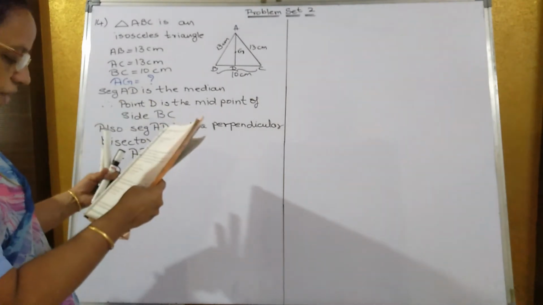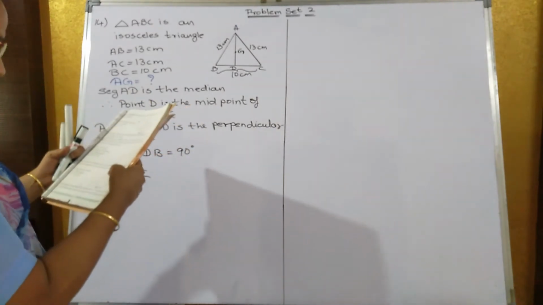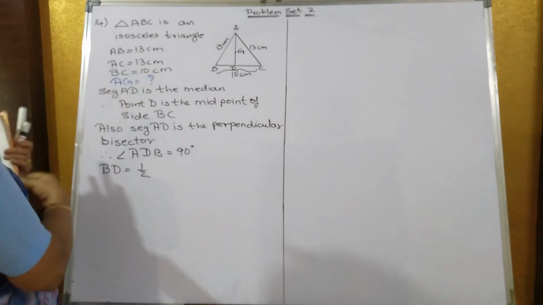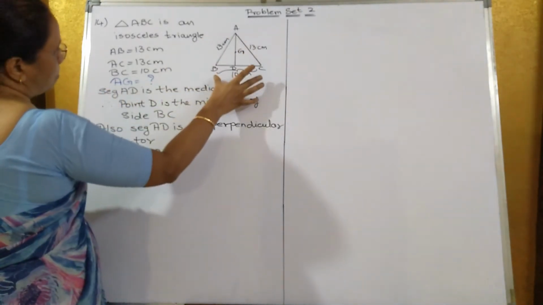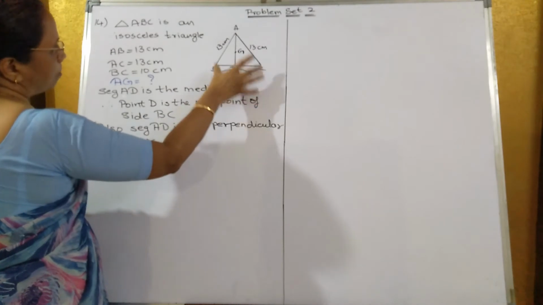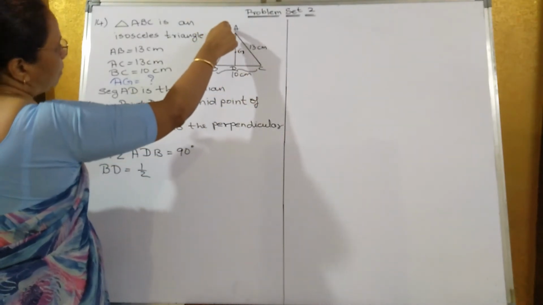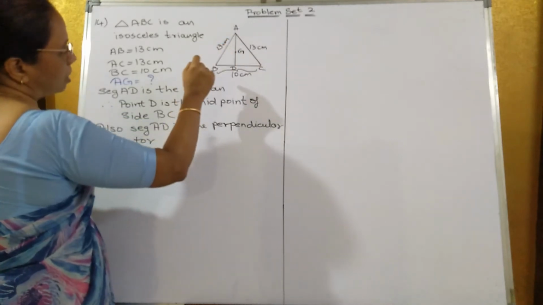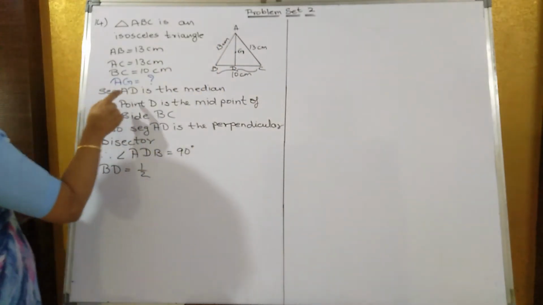Why do we have to find out AG and not GD? Because they have said find the distance between the vertex opposite the base. So which is the vertex opposite to the base? BC is the base, the vertex opposite to the base is A, and we have to find out the distance from this vertex up to the centroid G. So AG distance we have to find out.